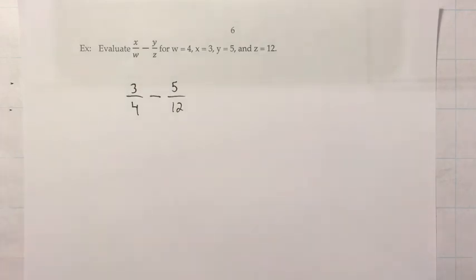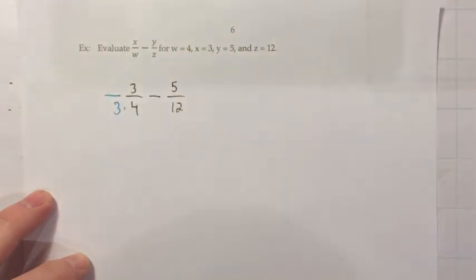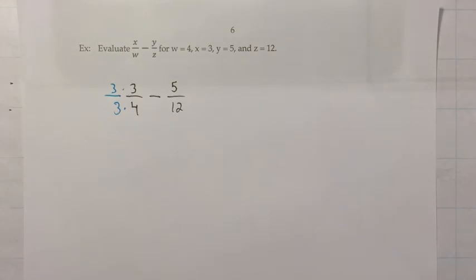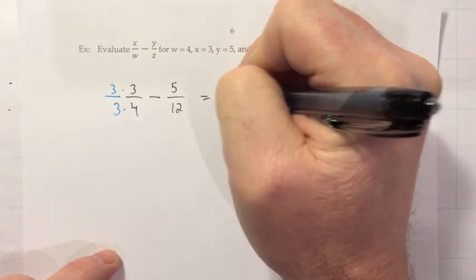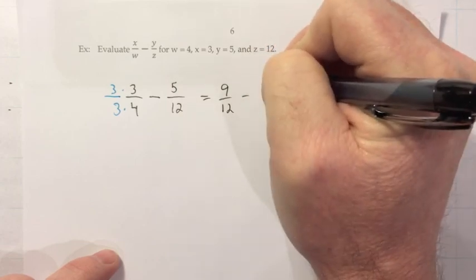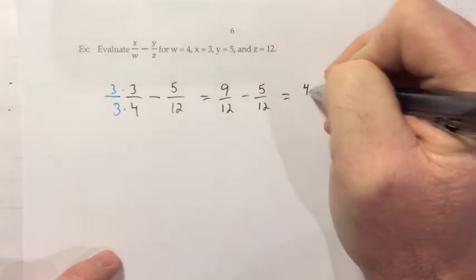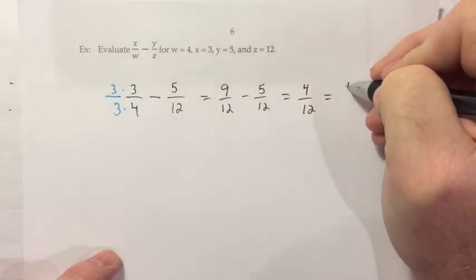So let me just fix this up right here. I can make these the same. If I multiply the denominator by 3, this will become a 12. So I'll do that on the top also so that I'm keeping things balanced. And then I end up with 9 over 12 minus 5 over 12. That's 9 minus 5, or 4 over 12. There's a common factor there of 4.